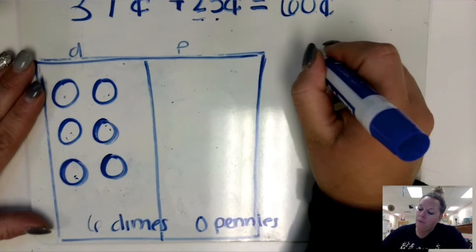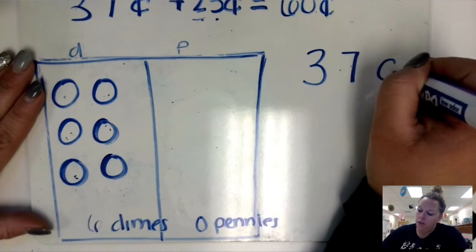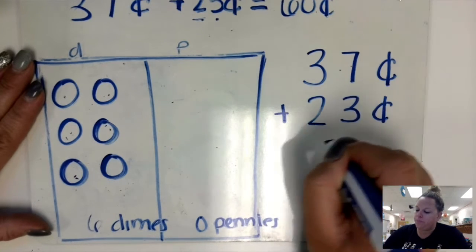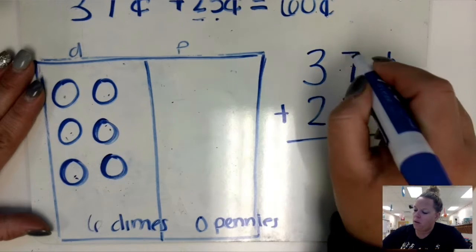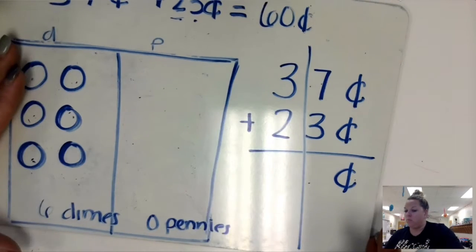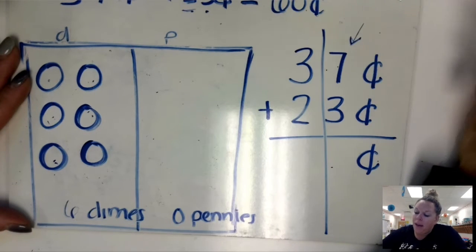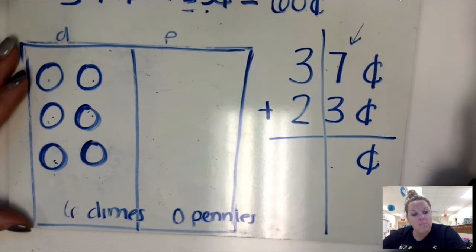Now, I'm going to write this problem vertically, and I need you to pay close attention because this is new. Okay, I'm going to divide my line down. Sorry, it's not very straight. And I'm going to start over here with my pennies. Always have to start with the pennies.